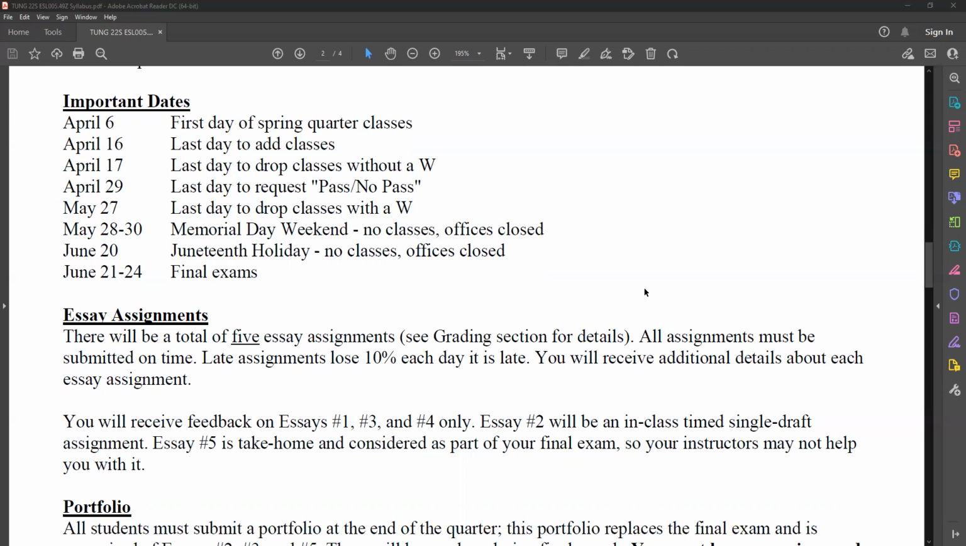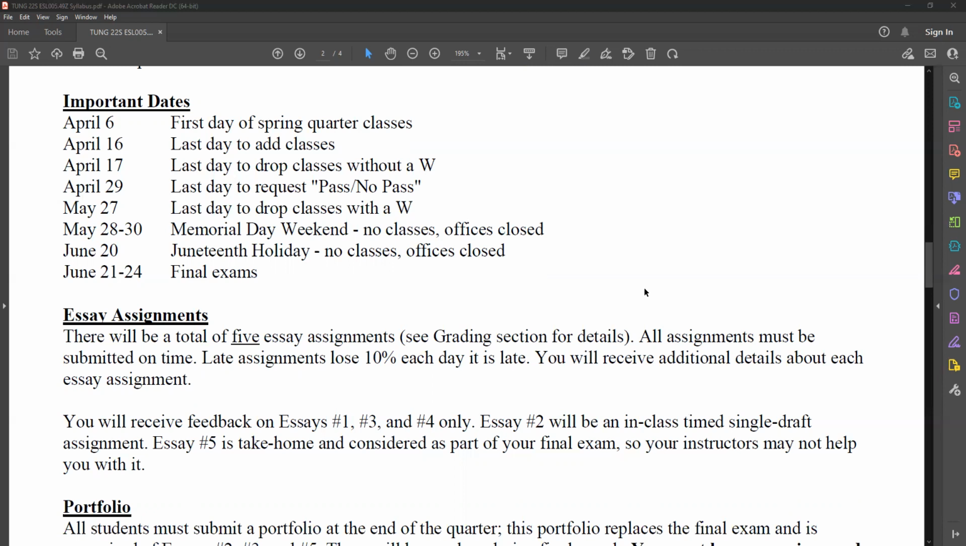May 27th, last day to drop a class with a W. May 28th through 30th, we have Memorial Day weekend. No classes, campus is closed. And that does affect us, right? So we do lose our Monday meeting there as well. So actually, we're losing 2 Monday classes, right? We're losing 2 Zoom meetings, basically.